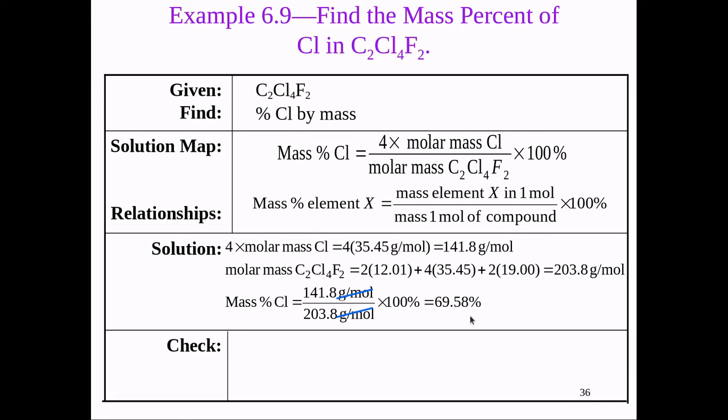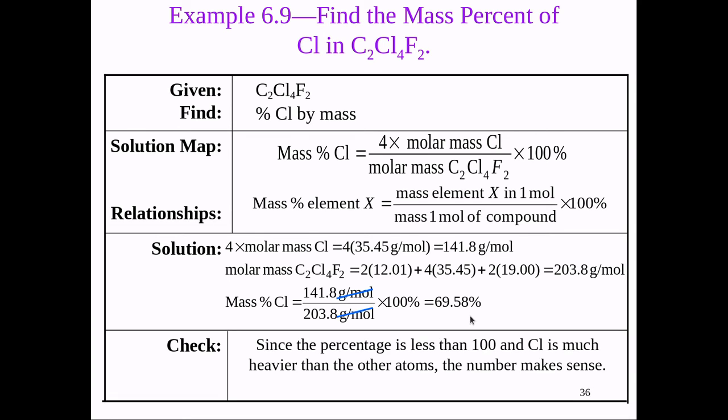If we think about our little check, we see that this percentage is less than 100, which it should be because, again, chlorine's only a part of it. And chlorine is much heavier than the other atoms. Chlorine is at 35 versus carbon at 12, fluorine at 19. And there's 4 chlorines, and only 2 carbons and 2 fluorines. So it makes sense that it's going to be the bulk of the mass.